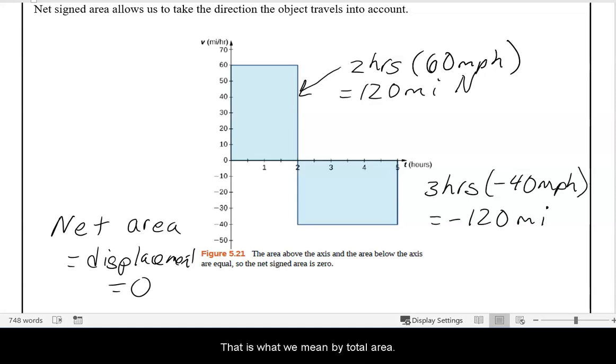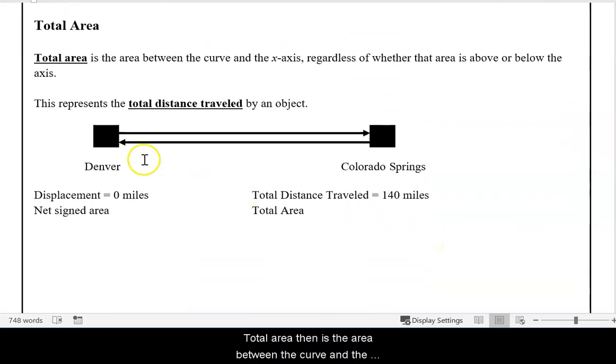That is what we mean by total area. Total area would take the absolute value of any part that fell below the axis. That would tell us that the distance traveled is 240 miles, even though the displacement puts us right back where we started at 0. Total area then is the area between the curve and the x-axis, regardless of whether it's above or below. We can represent that with absolute values. This represents the total distance traveled.